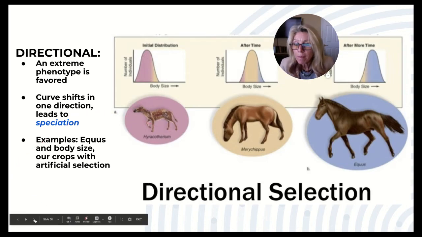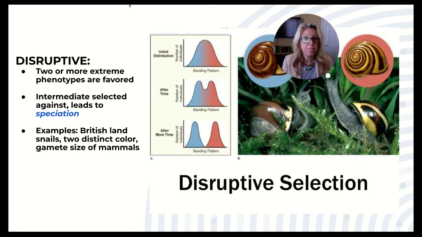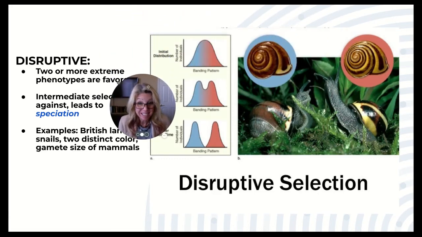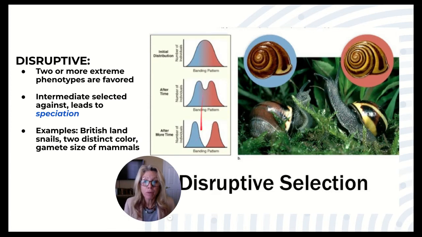Okay, disruptive selection, sounds just like it. It's one or the other. It's not a single extreme. It is both of the extremes that are selected. So two or more extremes are favored. So it's better to be a really dark snail or a really light snail, but not in between.